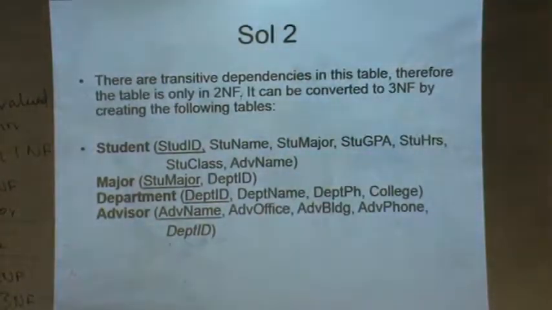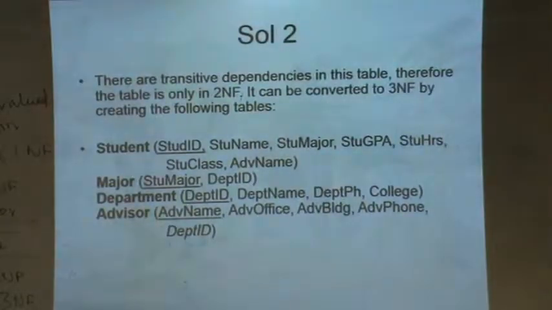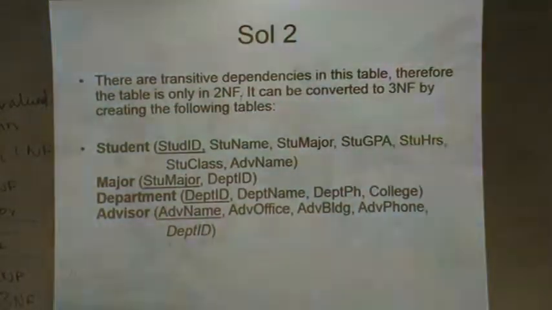For department tables, again, a department ID, department name, department phone number, and college number are dependent on each other, so they become separate tables. And also the advisor-related information, which is advisor name, advisor office, advisor building, phone and department ID. You will find them in a separate column in your given information, but you have to realize that those are really linked with each other, so they should be in separate tables, as they are completely dependent on themselves. So that could be one solution for your number 2.